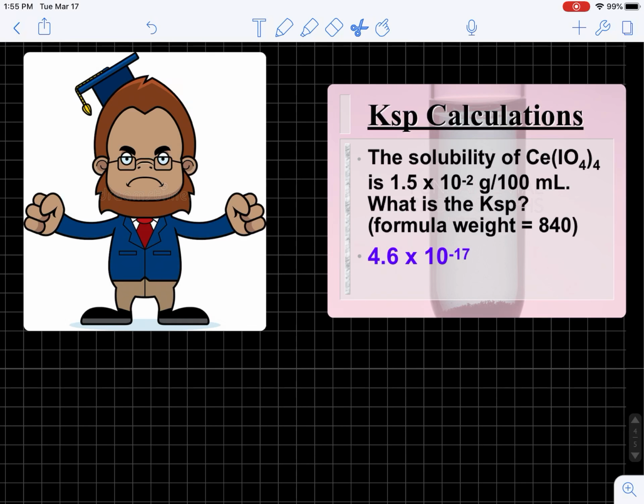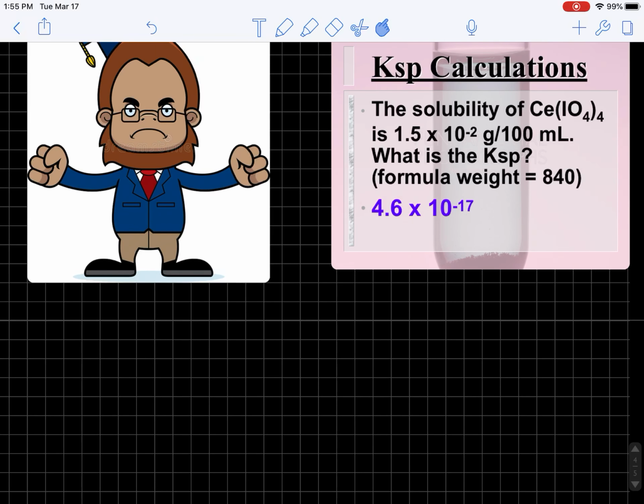Anyway, so this problem is exactly like the previous problem. I guess there's nothing like repetition to help people learn. Solubility is given, except this time they gave you grams per 100 mL, which makes more sense. The last problem was grams per 1,900 mL. I was like, what an arbitrary number. What is the Ksp? Okay, we can do that.